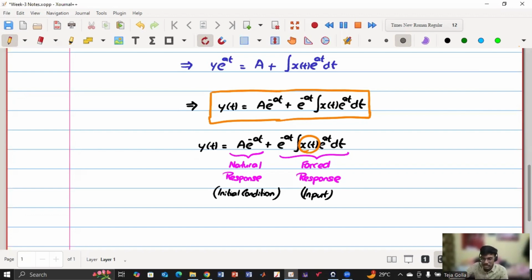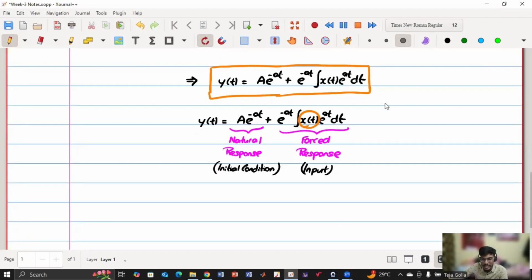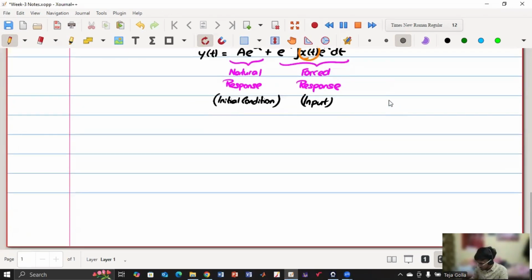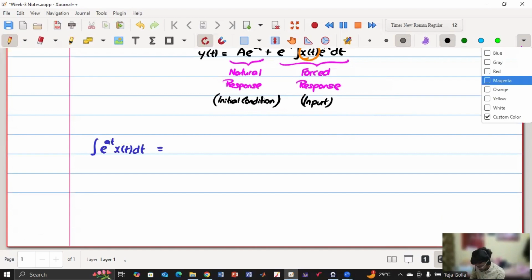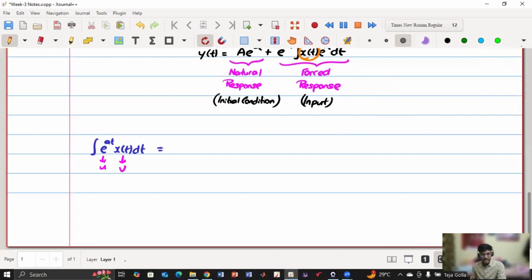Now let us try to expand this integral x of t e to the power at dt. Integral e to the power at x of t dt. Now if we do this integration by parts, this we can consider as u, this we can consider as v. So first I'll integrate u.